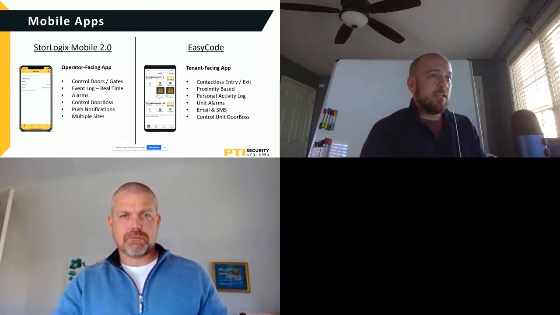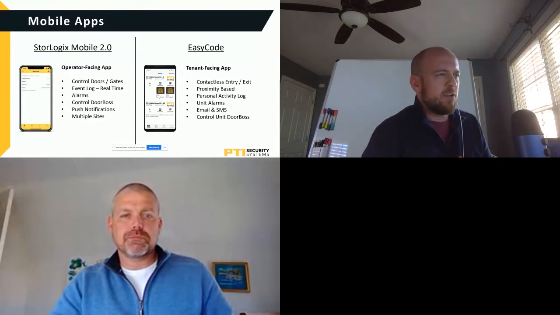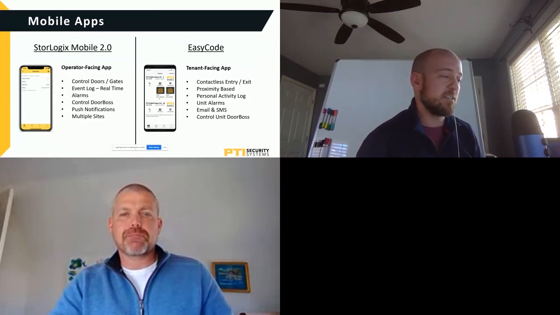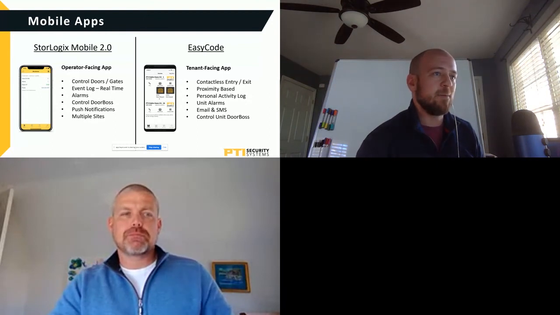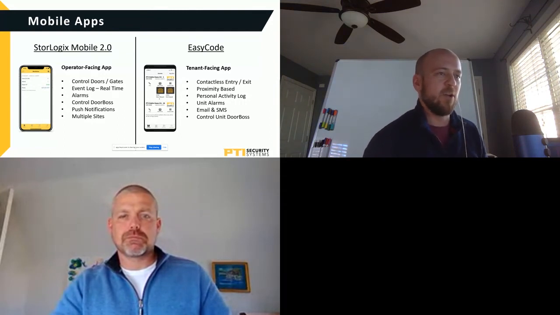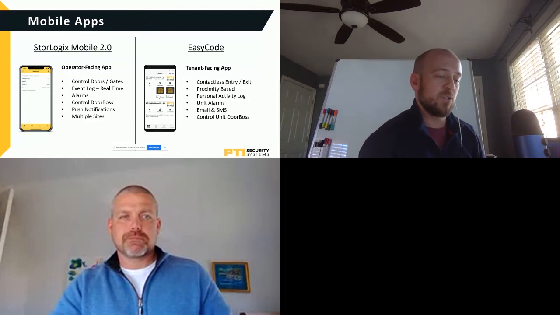Easy Code has been around for, I think, 3 years, maybe 4 years now. It's the tenant facing mobile app, and it provides obviously things like contactless entry and exit. It is proximity based, so your customer wouldn't be able to open and close the gate from their house. They would have to actually be on the property in order to see the buttons appear on their phone, and then open or close the doors and gates they are allowed to control.